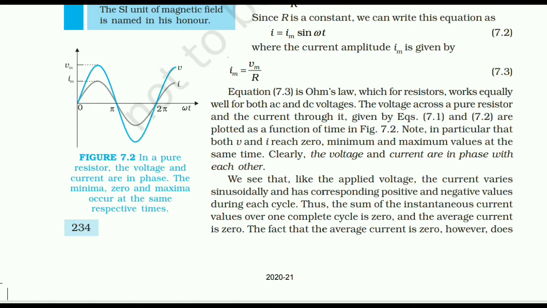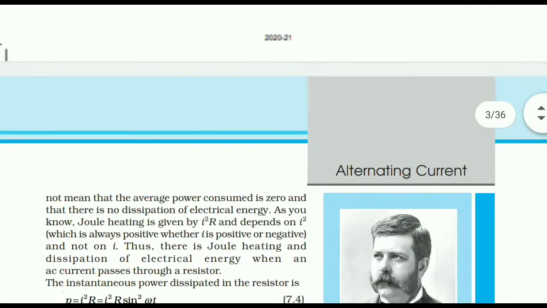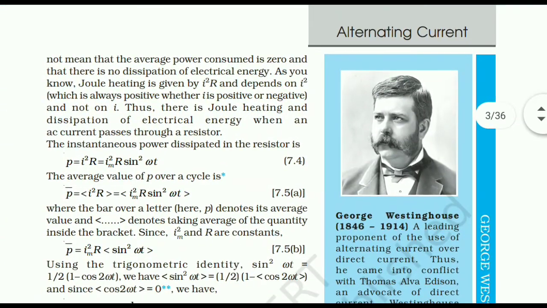The fact that the average current is 0, however, does not mean that the average power consumed is 0 and that there is no dissipation of electrical energy. As you know, Joule heating is given by I²R and depends upon I², which is always positive whether I is positive or negative, and not on I. Thus, there is Joule heating and dissipation of electrical energy when an AC current passes through a resistor. The instantaneous power dissipated by the resistor is P = I²R = Im²R sin²ωt.